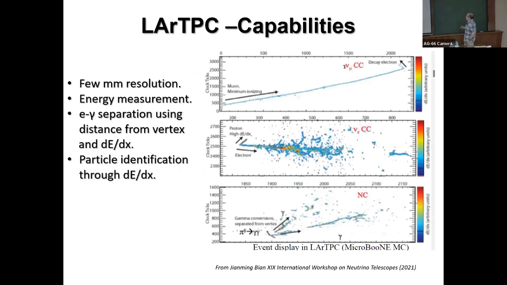So how does the event look? You have here the decay electron from muons. You have a muon minimum ionizing particle, a muon MIP, and this is a nu mu charged current event.